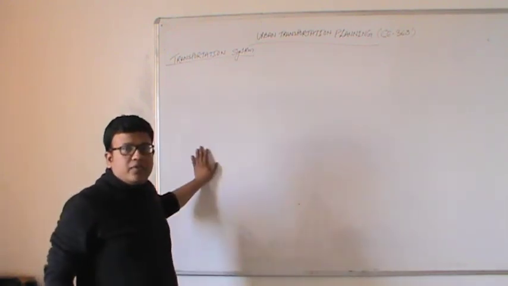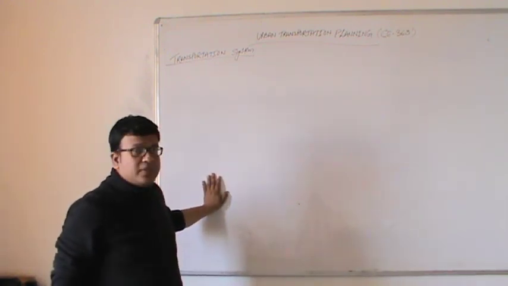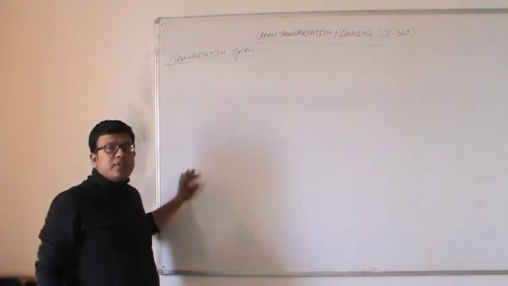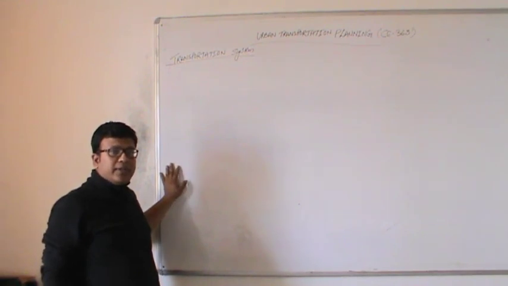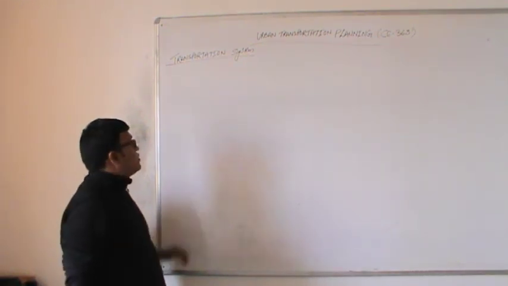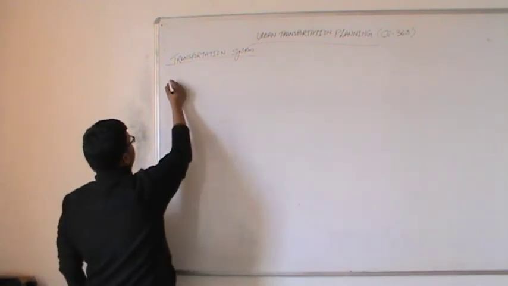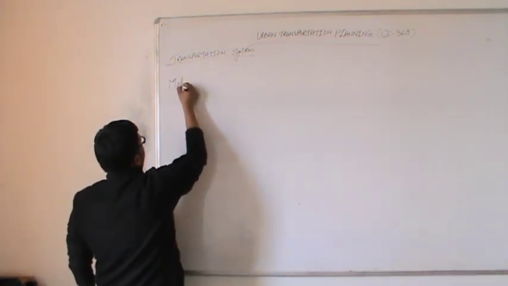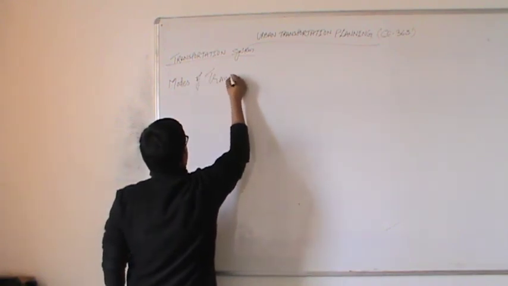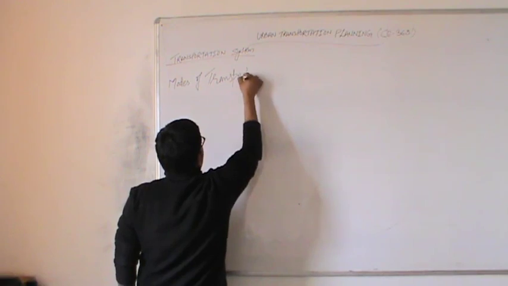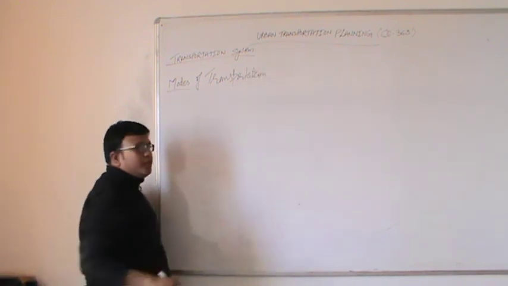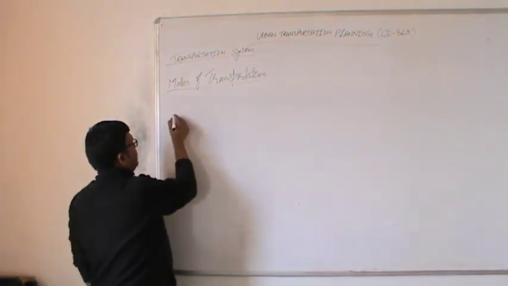So in today's lecture, we concentrate mainly on the transportation system. First of all, we will start with the modes of transport. The modes of transport are generally classified into two categories, that is, major modes of transport and minor modes of transport. So we will list out the modes of transport one by one.